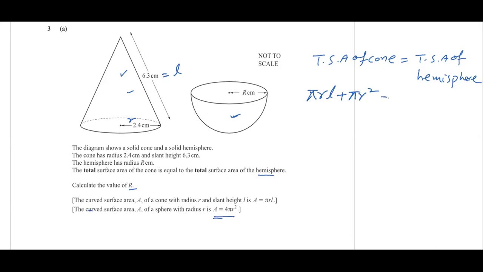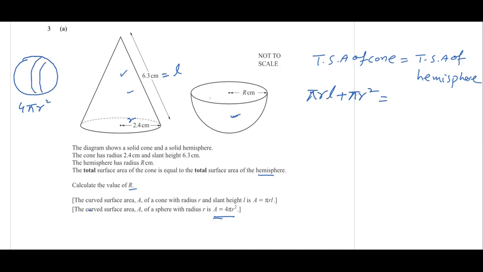But for hemisphere, remember, this will be 2 pi r square and then this 1 pi r square. Because you know, if you take a full sphere, the total surface area will be 4 pi r square. For sphere, I'm saying three-dimensional case, just like a ball, for example. Like this is usually the symbol for the sphere.